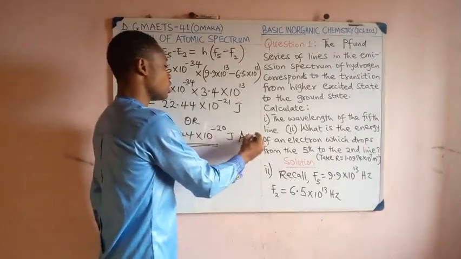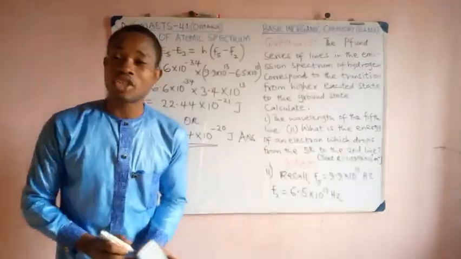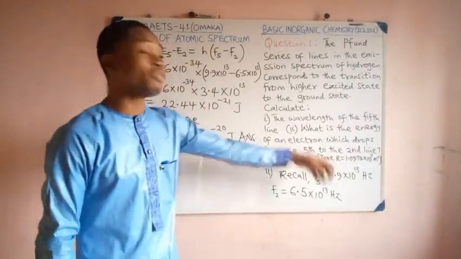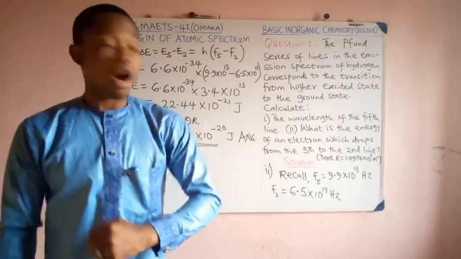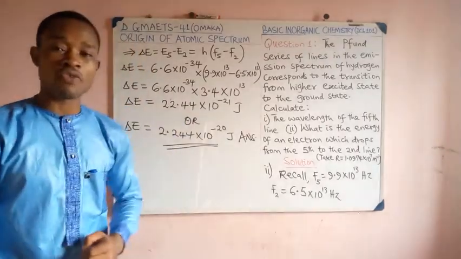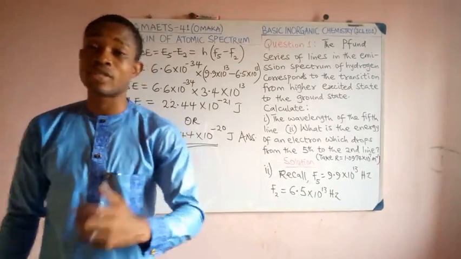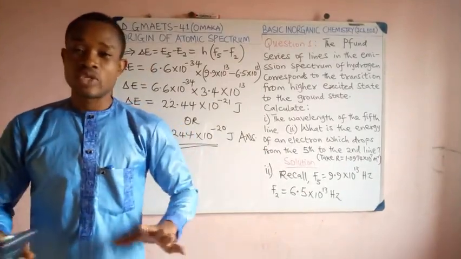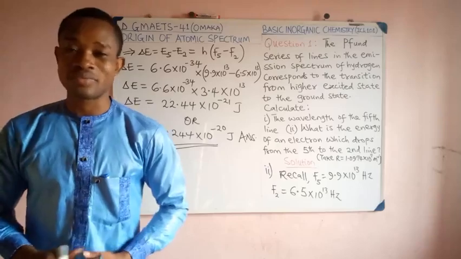So this becomes the value of the energy of the electron which dropped from the 5th line to the 2nd line of the Pfund series: 2.244 times 10 raised to the power minus 20 joules. So you see, that's how we approach this question.